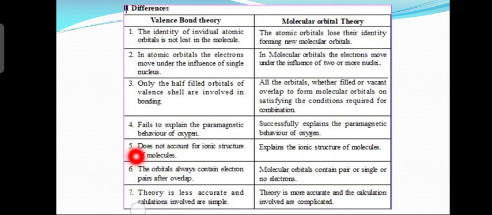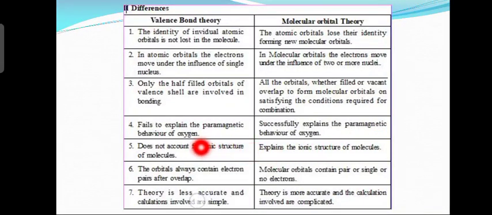Next, fifth difference: does not account for the ionic structure of molecules. Valence bond theory does not account for or explain the ionic structure of molecules, whereas molecular orbital theory explains the ionic structure of molecules.